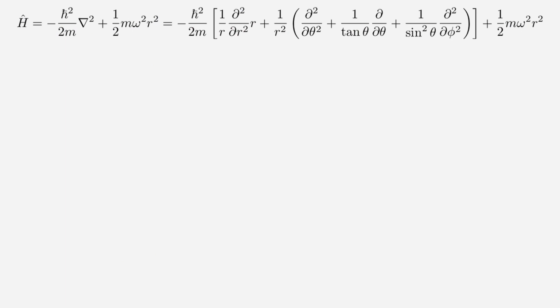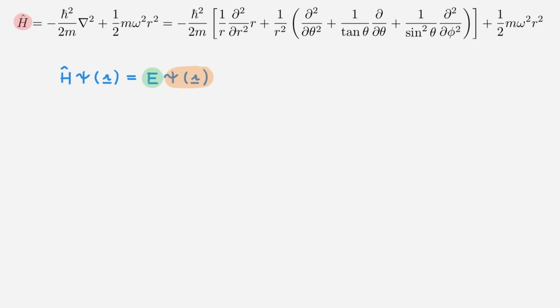As we've just discussed, the three-dimensional isotropic oscillator is an example of a central potential. Using this Hamiltonian, we can build its eigenvalue equation like this, where as usual, these are the eigenvalues and these are the eigenfunctions. And our objective today is to solve this eigenvalue equation.